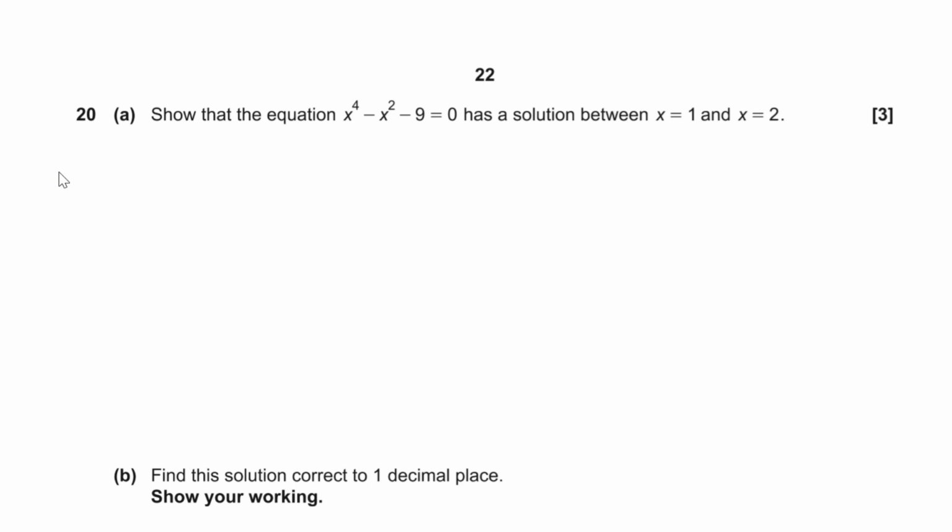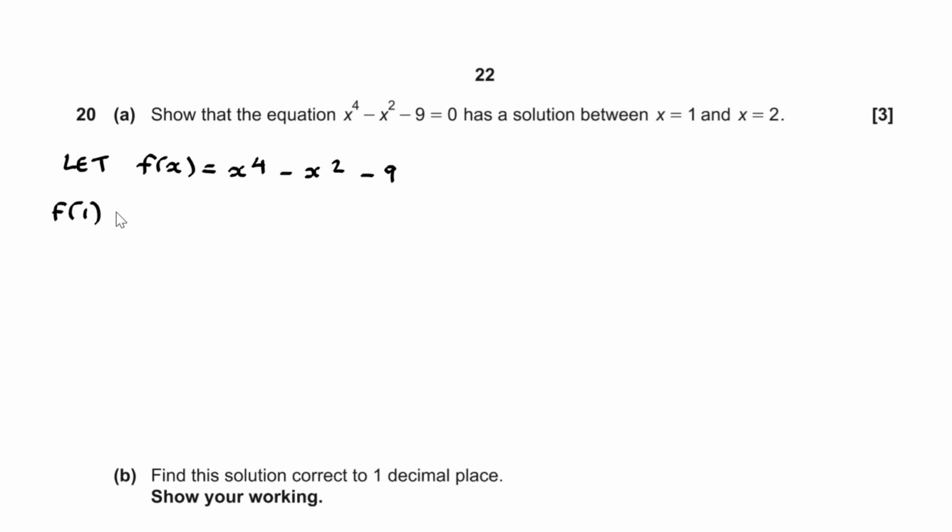Question number 20. We have to show that the equation x to the 4 minus x squared minus 9 equals 0 has a solution between x equals 1 and x equals 2. Well, first of all, because we have something equals 0, we will let that something equal f of x. So we will let f of x equal x to the 4 minus x squared minus 9.